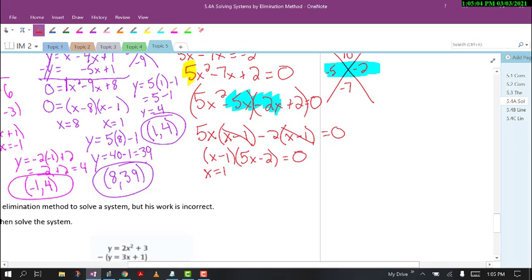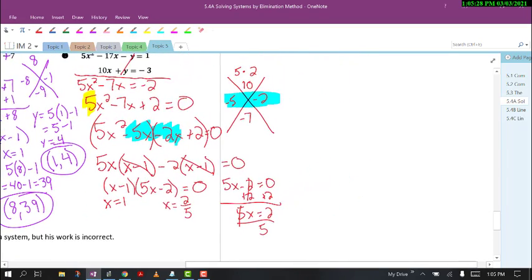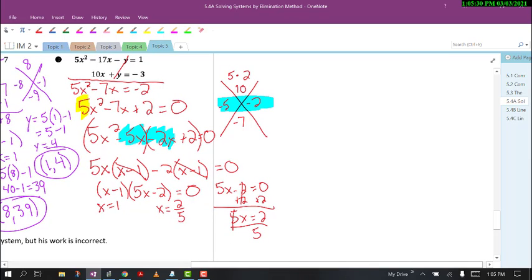So x equals 1 from this first equation. The second equation is not quite obvious, so let's write that one out. 5x minus 2 equals 0. Add 2 to both sides, and then divide by 5. So x equals 2 over 5. Not an ugly answer, but not really nice looking either.